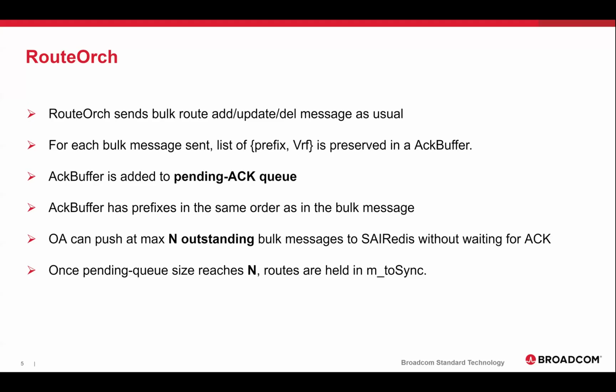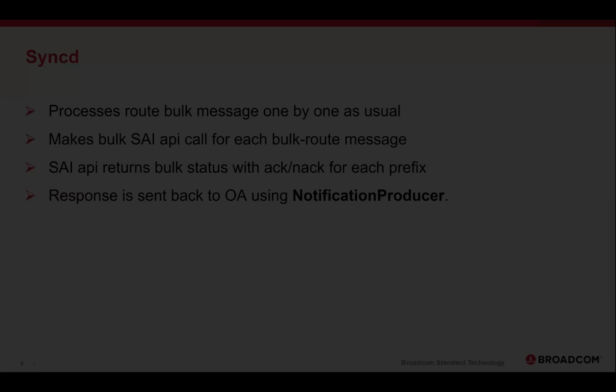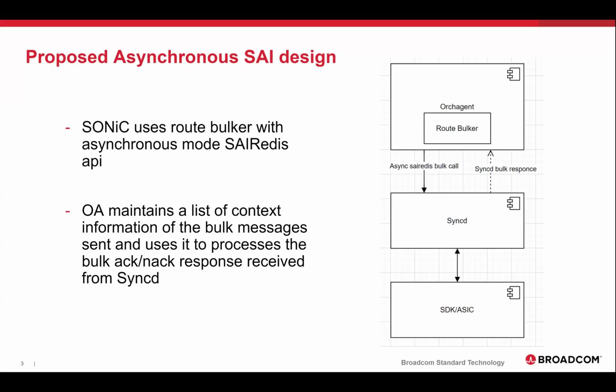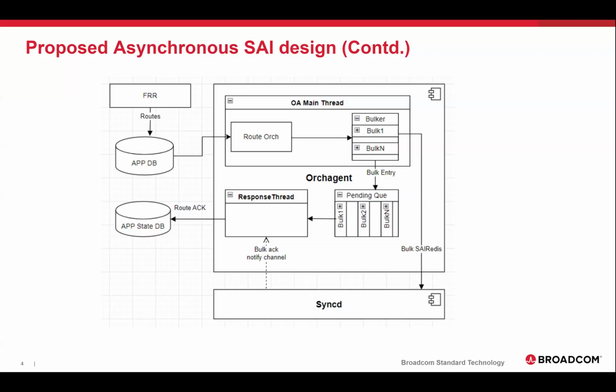To avoid that starvation, you said the limit is five entries? No, the limit we can set based on how many entries we can keep. It's a threshold which we want to maintain. We don't want to overload syncd with too many pending bulk requests. So we threshold it using the count in this queue, and as soon as we receive the ACK, OA can process further. And we can tune this number. It's not a fixed number.